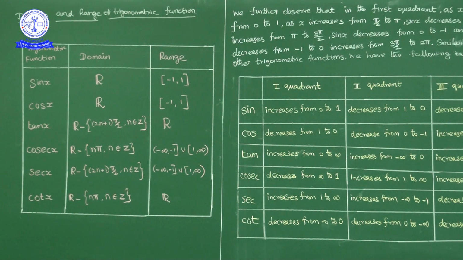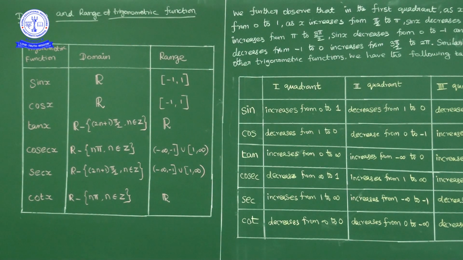Next, cos x domain and range is similar to that of sin x. That is, cos x domain is all real numbers, it is also defined for every real number, and range is closed interval -1 to 1. Now sin x and cos x domain is all real numbers, range is -1 to +1 in closed interval.